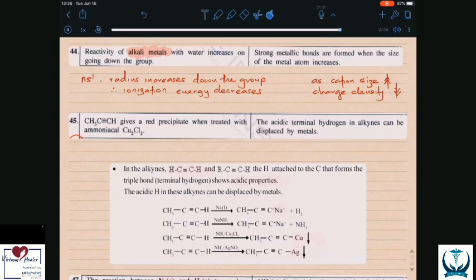The terminal hydrogens attached to the sp hybridized carbon atoms in alkynes have acidic properties, and therefore they can be replaced by metals like sodium, copper, and Ag. Therefore, both the statements can be taken as true. Silver acetylide is grayish or white. Copper acetylide is reddish.